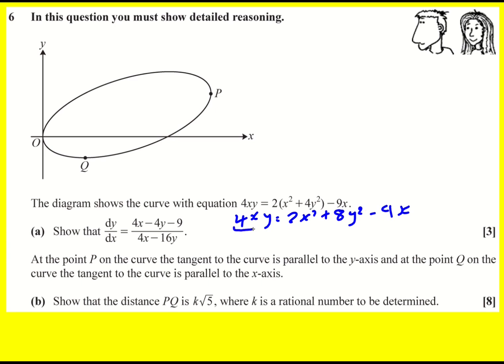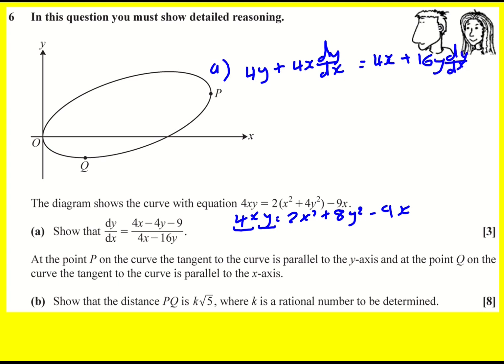The left-hand side, we're going to need to use the product rule. Differentiate 4x to give 4 and times by y. And then it's 4x times by the derivative of y, which is dy by dx. And then on the right-hand side, we've got 4x plus, now when we differentiate 8y squared, basically just differentiate it like we would x, but stick a dy by dx on the end. So it's going to become 16y dy by dx.